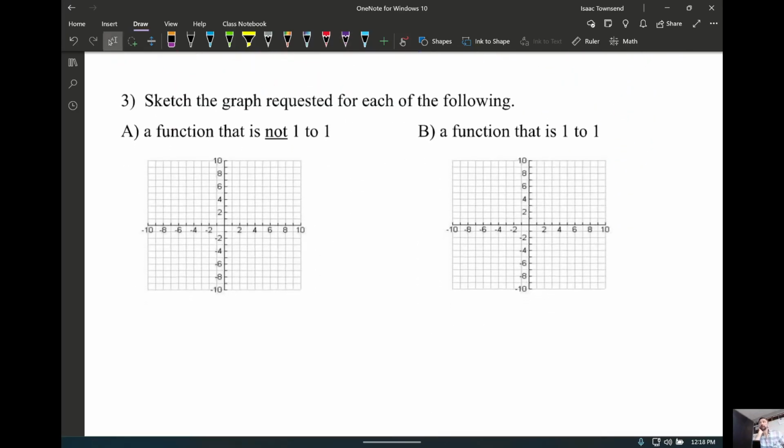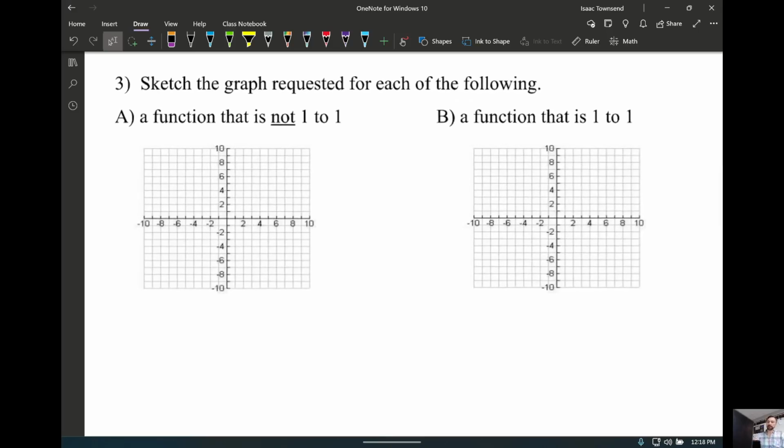Question 3, there can be lots of correct answers to this one. So very likely that you got this correct and did not put the same thing down as me. But I would say A is a little tricky because of this. It says it's a function, and the fact that it's a function means that our picture here must pass the vertical line test. That's what makes it a function.